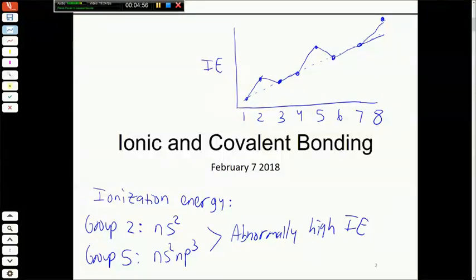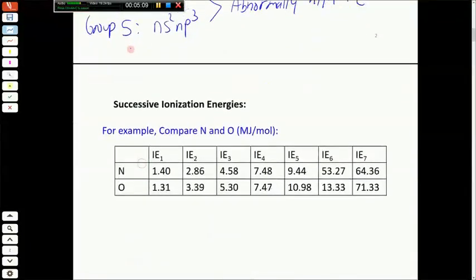But you should be familiar with the idea that Group 2 and Group 5 are somewhat exceptions when it comes to this ionization energy trend, where they tend to be higher than you would expect, which gives you this discontinuity. It's not going to increase straight across. So that's something I just wanted to clarify from last time.